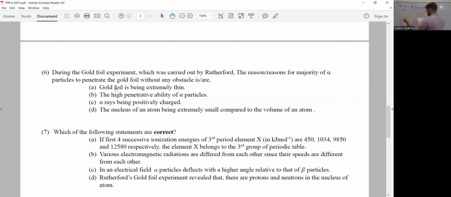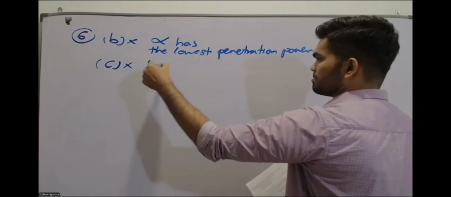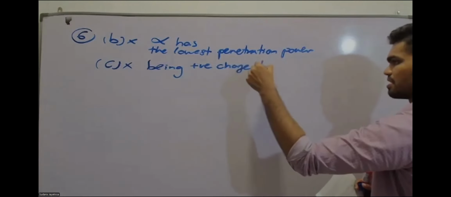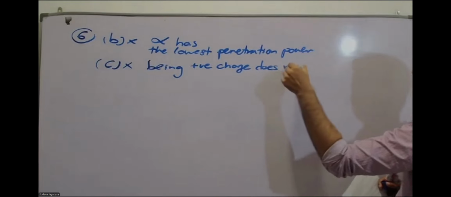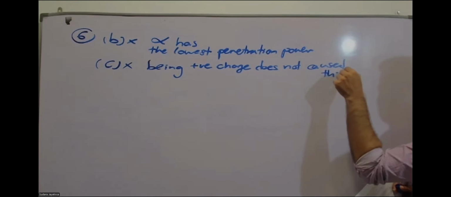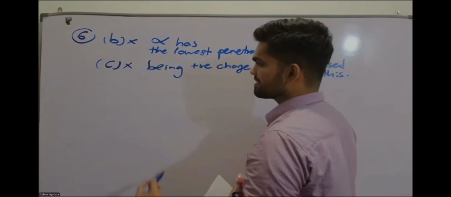In C, it's telling alpha being positively charged. It's true that alpha is a positively charged one, but it is not the reason. Okay, so like that you have to give the proper one. So we can say being positively charged does not cause this. So the reasons will be the Goldfoil being extremely thin.